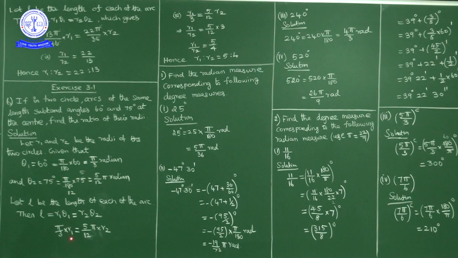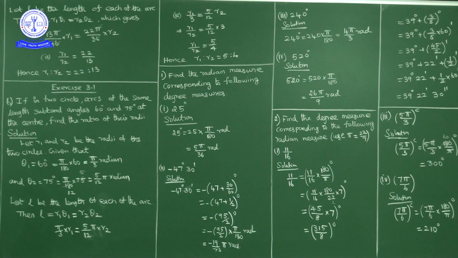Now R1 into theta 1: pi upon 3 R1 is equal to theta 2, which is 5 pi upon 12, into R2. Pi cancels on both sides. 3 ones, 3 fours. Now we have R1 upon 3 is equal to 5 by 12 into R2. Now R1 on this side and R2 on the other side: R1 upon R2 is 5 upon 4. So R1 is to R2 is 5 is to 4. I'll repeat once again.